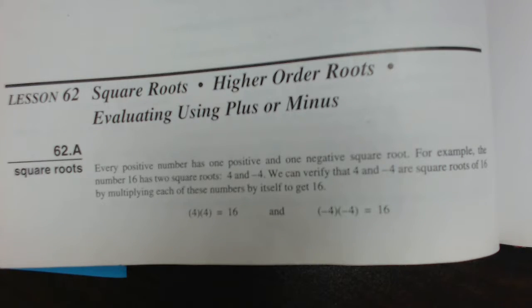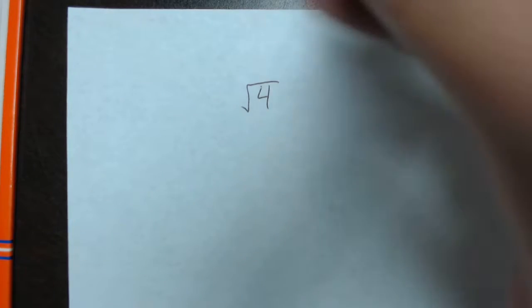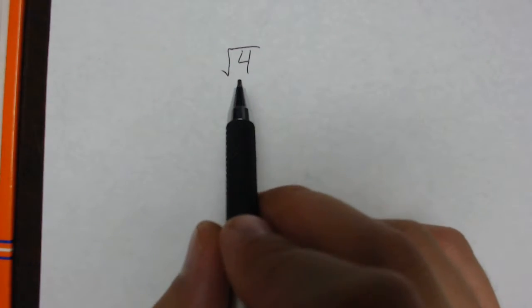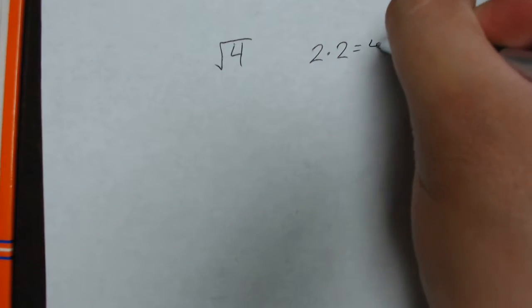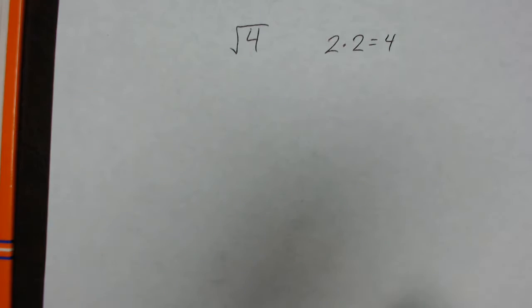Now, let's talk about square roots. By definition, a square root is simply any number multiplied by itself to get a number. We'll use 4 as an example. If we wanted to find the square root of 4, we're looking for the number times itself that will equal 4. We know that 2 times 2 is going to equal 4. So the square root of 4 is 2.